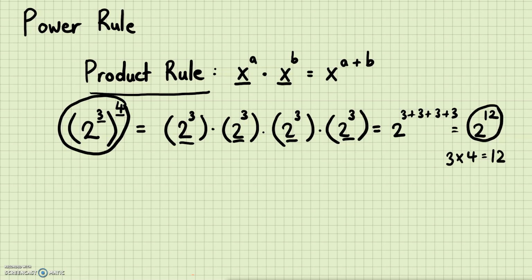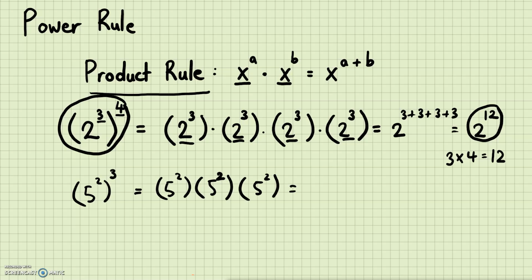Now we can check if this is true for other expressions. So let's say we have 5 squared, and we're raising that to the third power. That is going to equal 5 squared times 5 squared times 5 squared. And using the product rule, this is going to equal 5 to the power of 2 plus 2 plus 2, which equals 5 to the 6th power. And again, the exponents that were in our question were being multiplied to form the exponent in our answer.